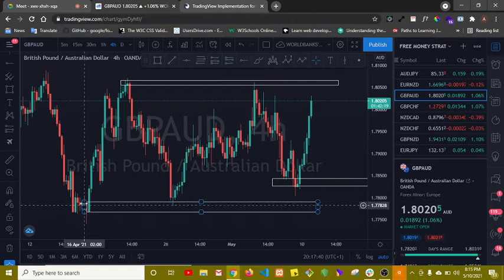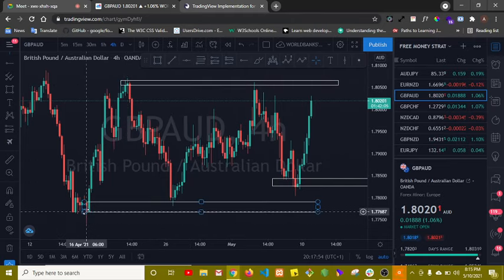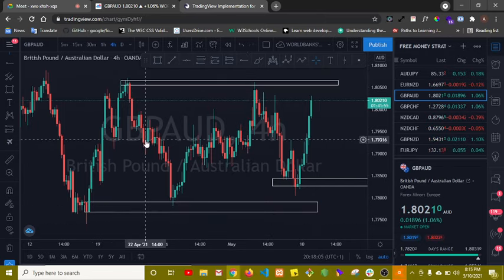Now I said the last red candle before the bullish move is the order block, and the last green candle before the bearish move is the order block. Now this is the red candle. Can you see? That's the red candle. You draw a zone out of that place, that candle is the order block, that zone is the order block. Now when you want to enter, there are 3 ways to enter.